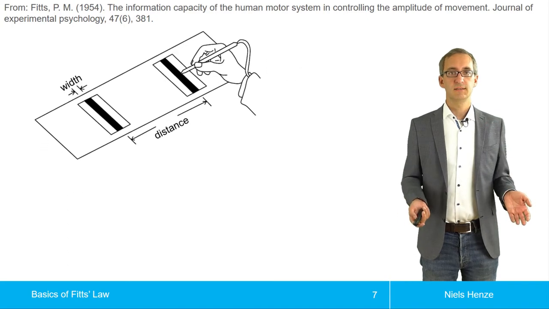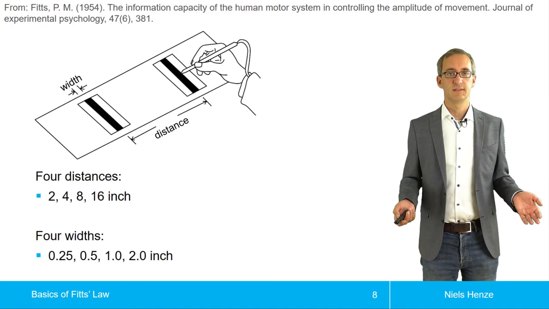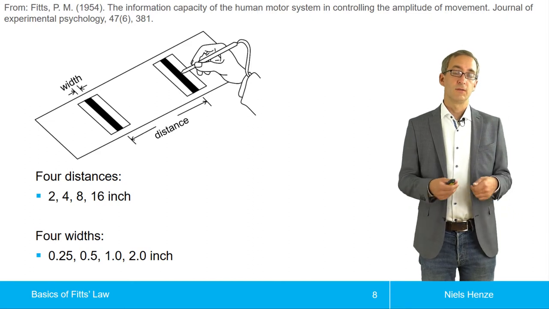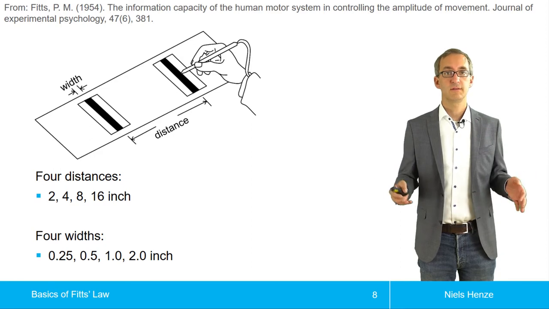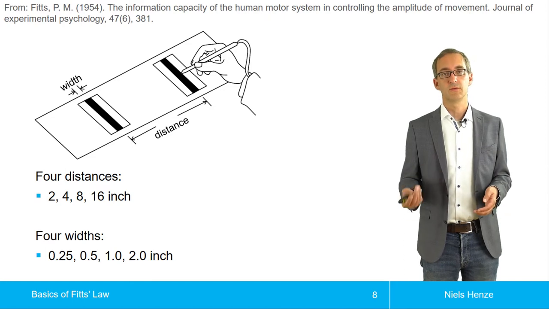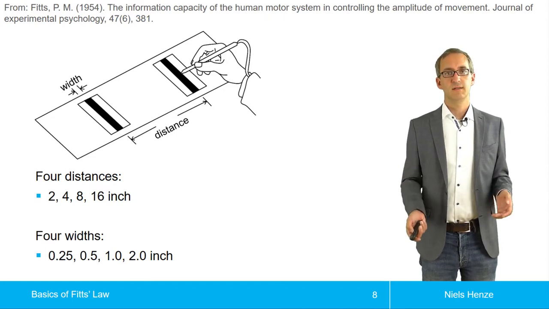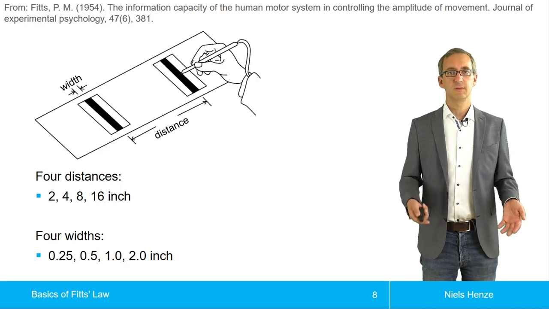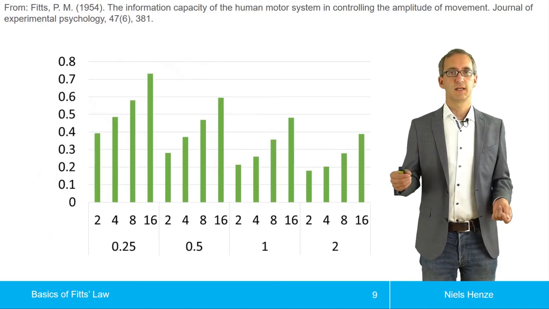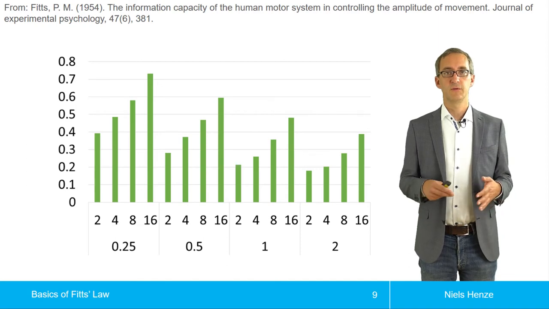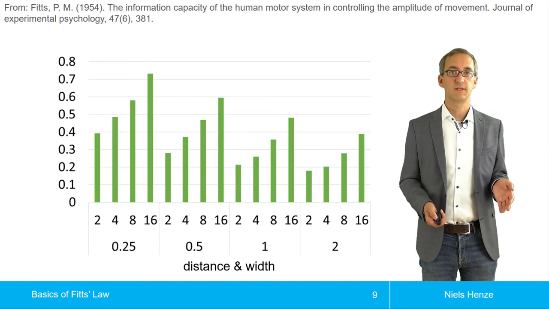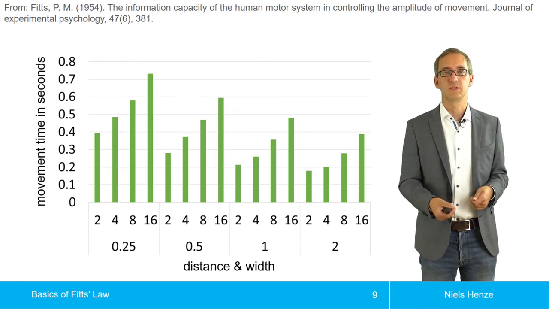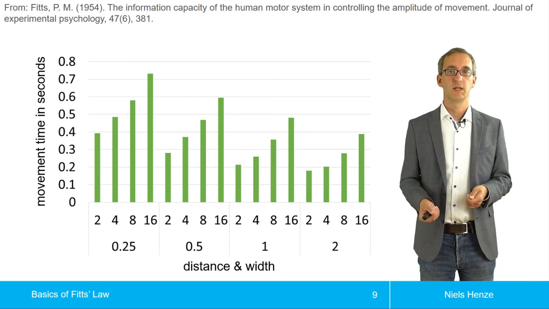He had four different distances and four different widths. He had 2, 4, 8, and 16-inch distances, and four different sizes, starting from 1/4 inch going up to 2 inches. And then he went out and collected participants and empirical data. And these are the results that he found. We have on one axis the size and the distance, and on the other axis we have the movement time or the task completion time. How long does it take to go from one metal plate to the other?